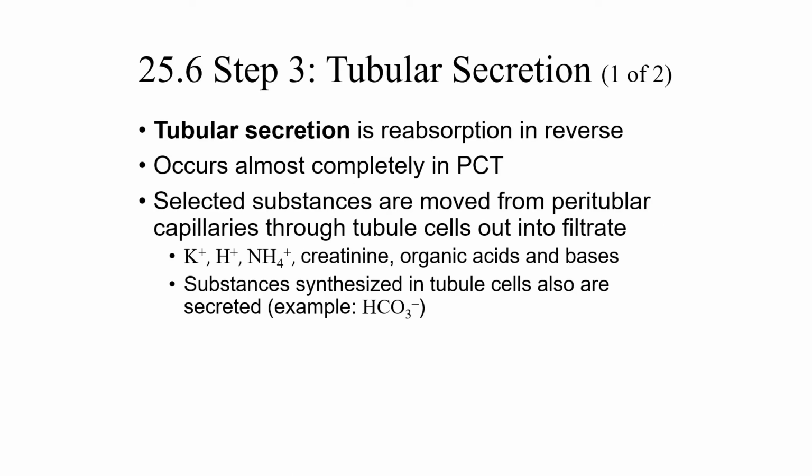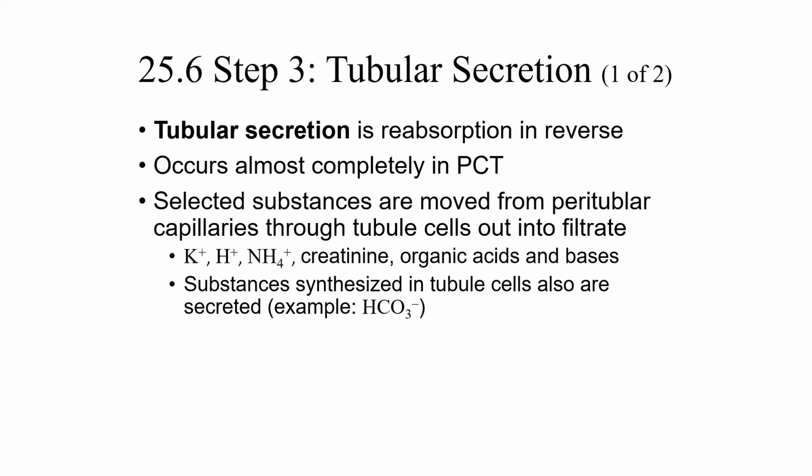Remember that this is step 3. So step 1 was filtration of the blood, and so we had impurities in the blood being filtered out into the glomerular capsule and then into the tubular system. Step 2 is reabsorption, in which molecules and water from the tubules are reabsorbed back into the blood. And then this is step 3, tubular secretion.